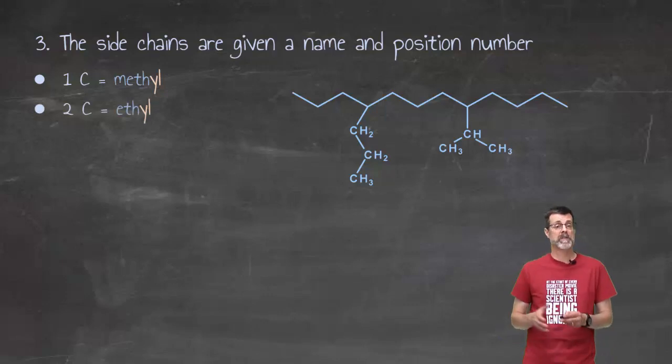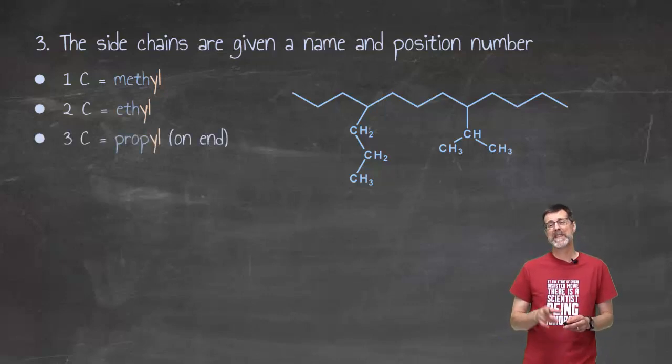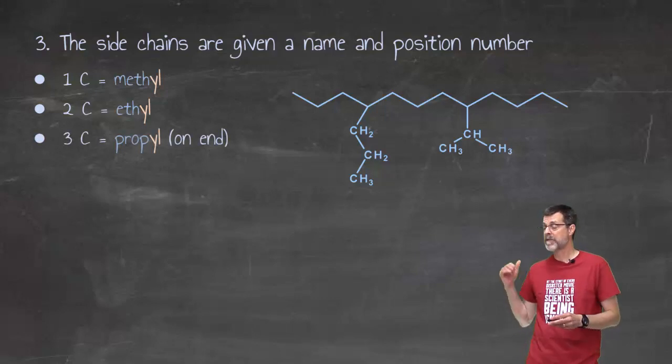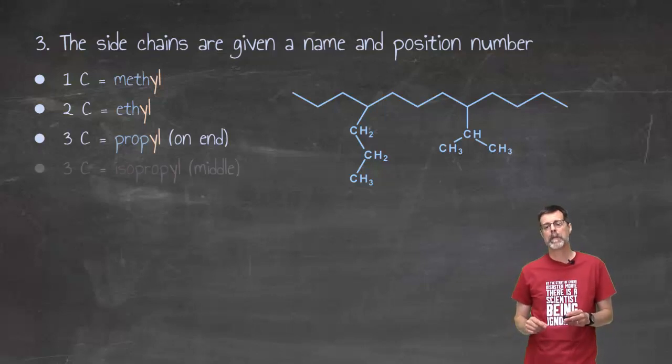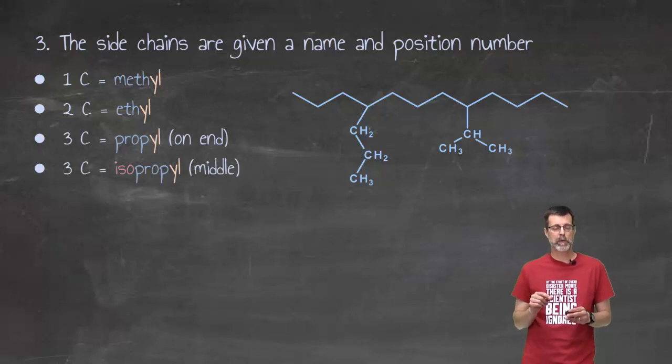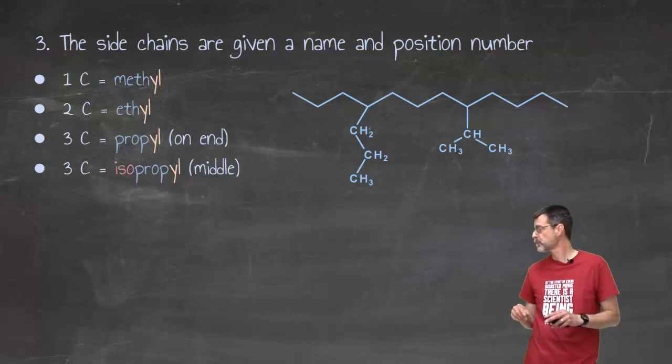If it's 2 carbons, it's going to be ethyl. If it's 3 carbons, it depends, because the very first one to the left there, that 3 carbon group is attached to the end. It's dangling all the way down. But I could also have a 3 carbon group that's attached to the middle carbon, and that would give me something slightly different, and that is called an isopropyl. You could probably guess why.